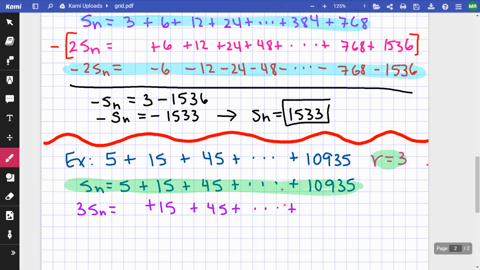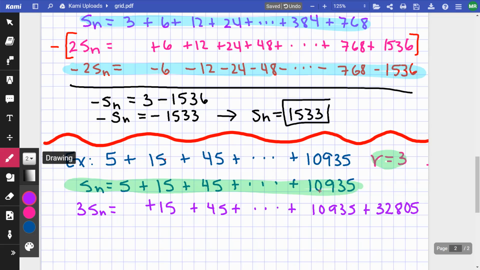well, let me say this. When I multiply the term before this by 3, I'm going to get the 10,935, okay? And then I'm going to multiply this by 3, and I get 32,805.